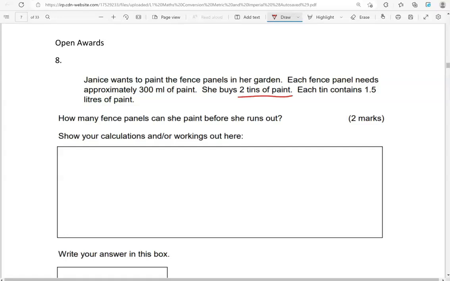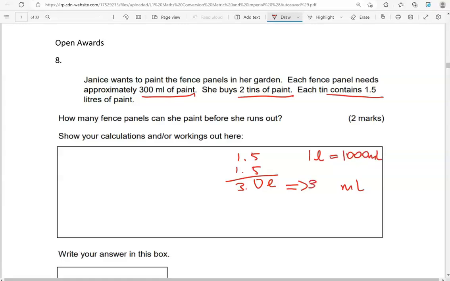So she buys 2 tins of paint. Each one contains 1.5 liters of paint. So 1.5 and 1.5, that will be 3 liters of paint. Each fence panel needs approximately 300 milliliters of paint. So we've got milliliters now. So what I'm going to do is I'm going to convert the 3 liters into milliliters. In 1 liter, again, there are 1,000 milliliters. So in 3 liters, there will be 3,000 milliliters.